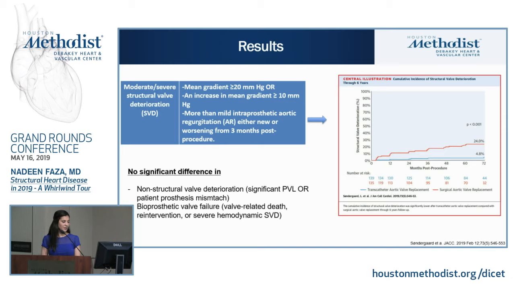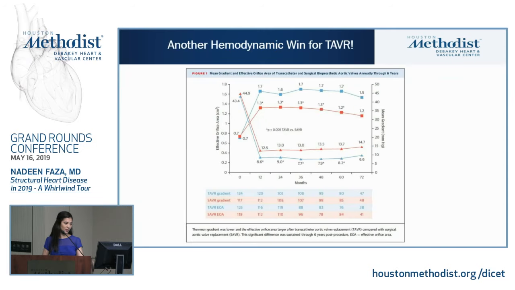And there was no difference in bioprosthetic valve failure, which is defined as valve-related death, reintervention, or severe hemodynamic structural valve deterioration. And the incidence was about 7% for both arms for the bioprosthetic valve failure. So they're not different in that regard. This study also showed that hemodynamically, the TAVR valves did better with lower gradients and higher areas.